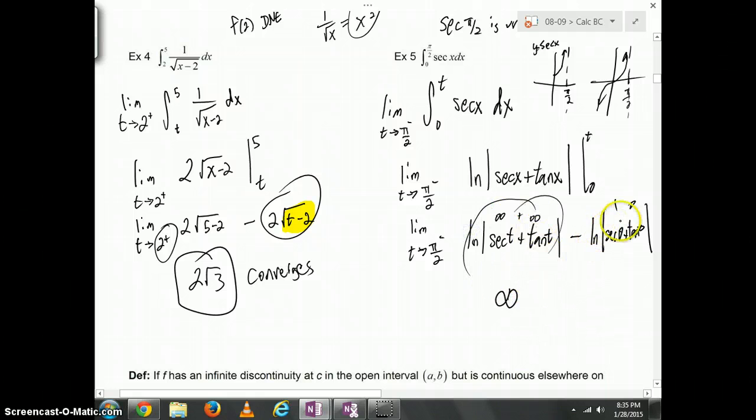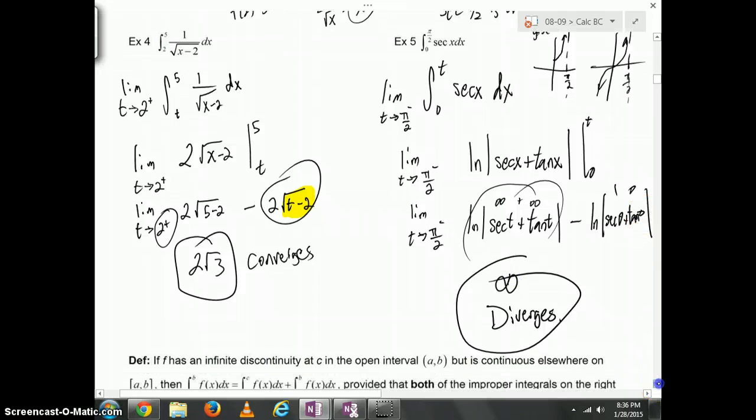The second part was the natural log of 1. That actually just collapses down to 0. So this integral would be approaching infinity. We would say that it diverges.